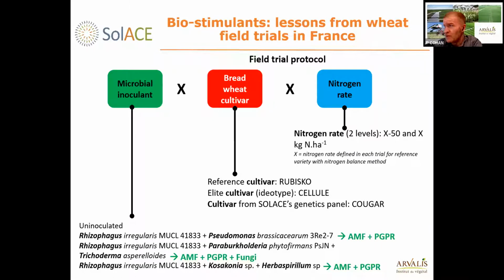And the last factor we tested across all cultivars and microbial inoculants is the nitrogen rate. We tested 2 nitrogen rates, an optimum nitrogen rate, which is called X, and X minus 50 kilograms nitrogen per hectare, which is a low fertilizer treatment.